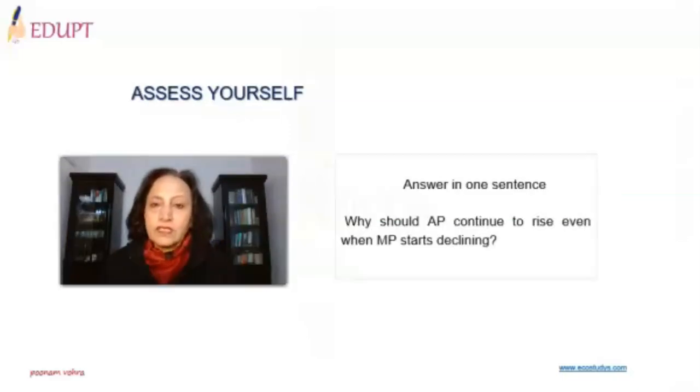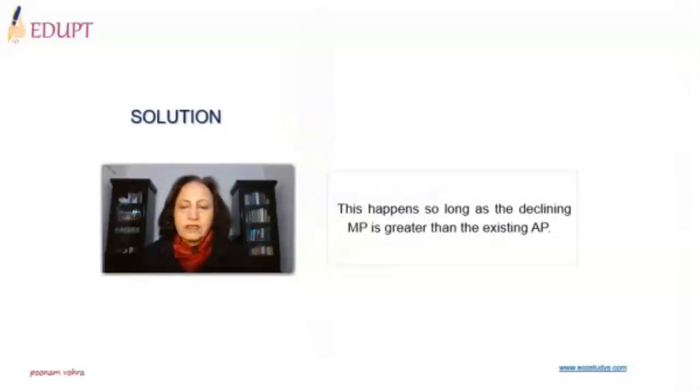Now have a look at this question and answer in one sentence. Why should average product continue to rise even when marginal product starts declining? Please check your answer. It happens so long as the declining marginal product is greater than the existing average product.